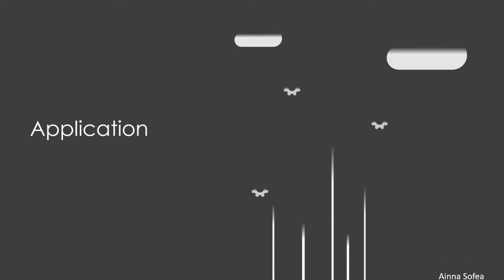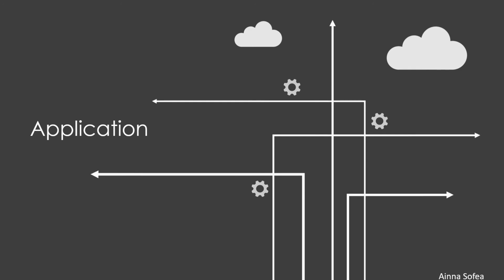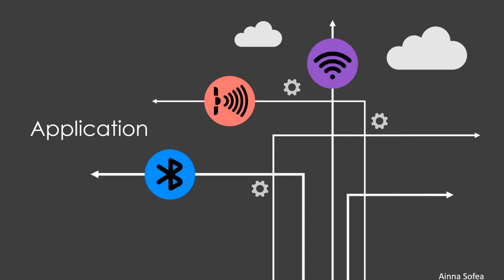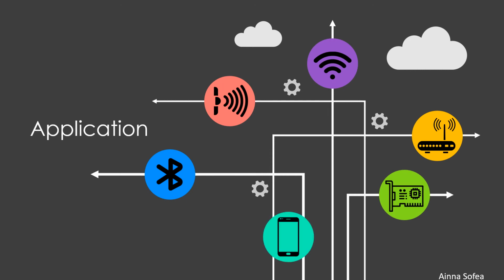We will go to the application of communication devices. There are 6 points we will discuss, which are Bluetooth devices, infrared devices, Wi-Fi devices, modem, network card, and smartphone.